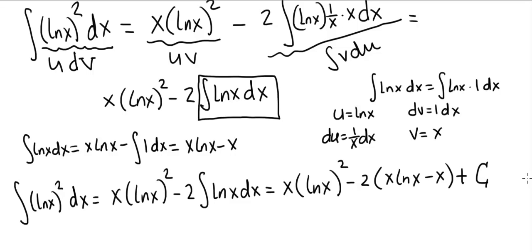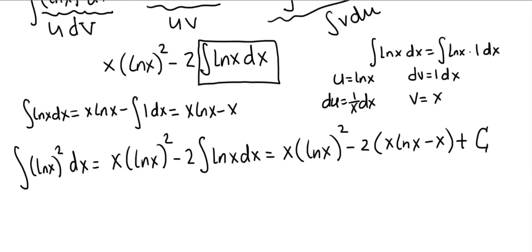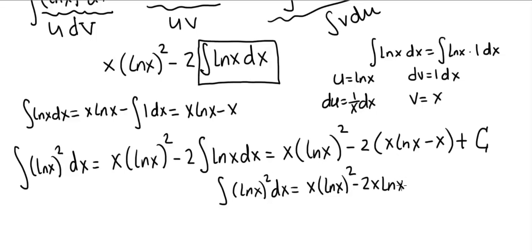So the final answer is the integral of ln of x quantity squared is equal to x times ln of x quantity squared minus 2x ln of x plus, notice a minus and a minus, plus 2x plus a constant of integration c. We can factor out x, but this is perfectly okay.